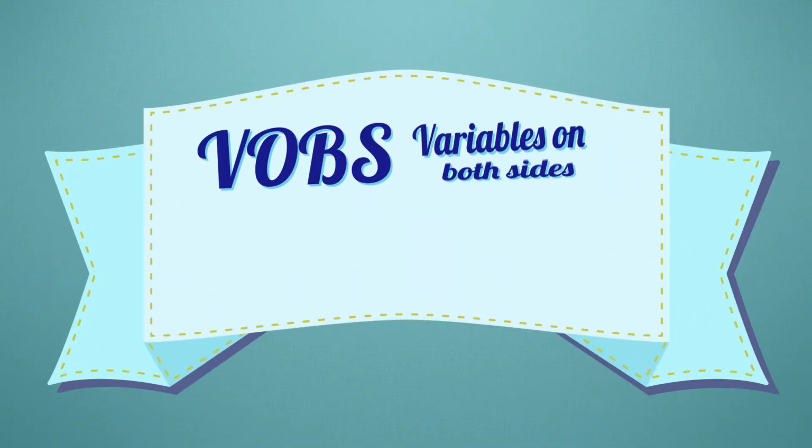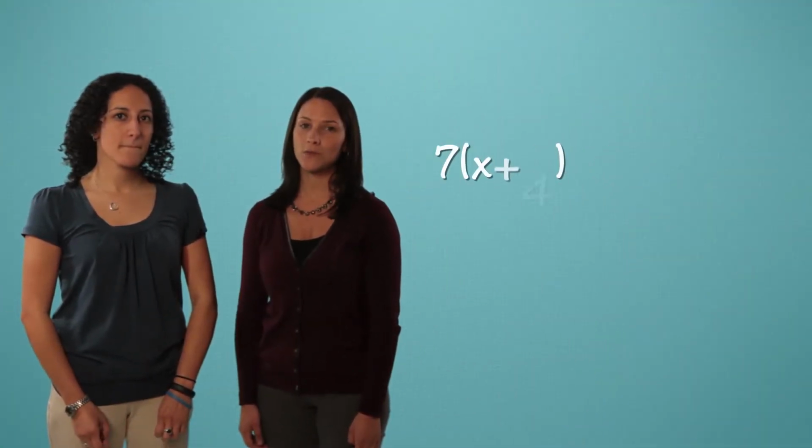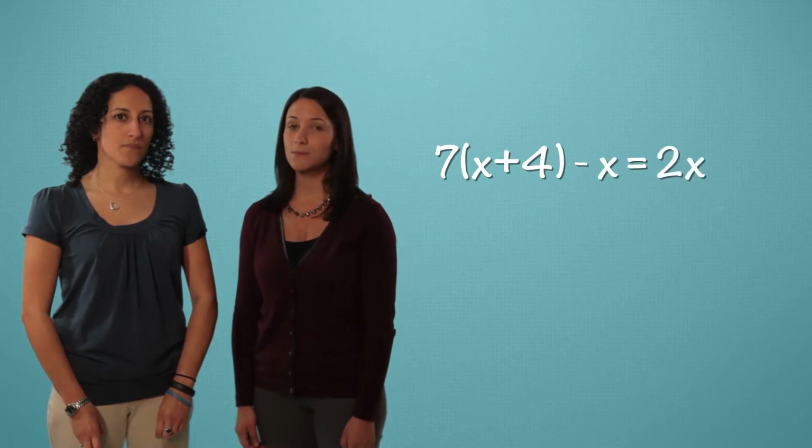I'm Mrs. Owens. I'm Miss Marino, and this is equations with variables on both sides with the distributive property in 3.5 minutes. Our equation is 7 times the quantity x plus 4 minus x equals 2x minus 4.